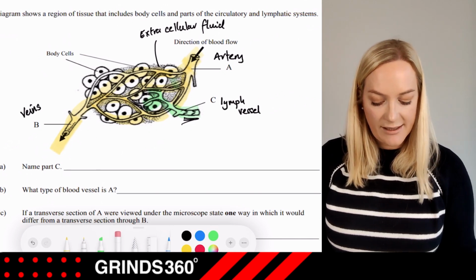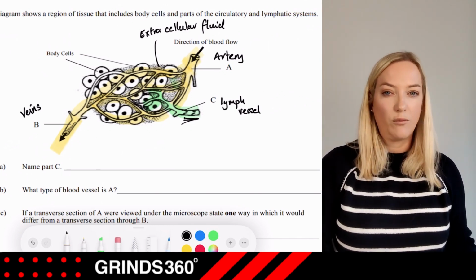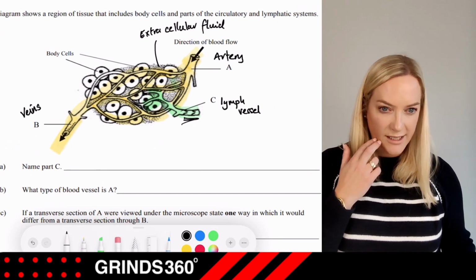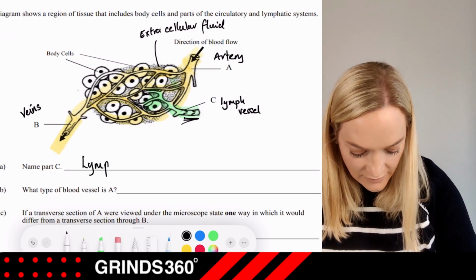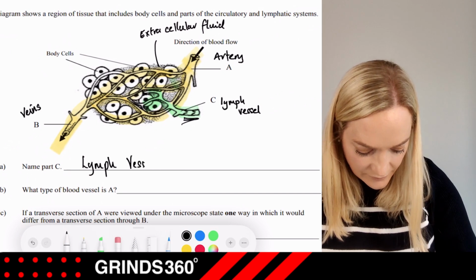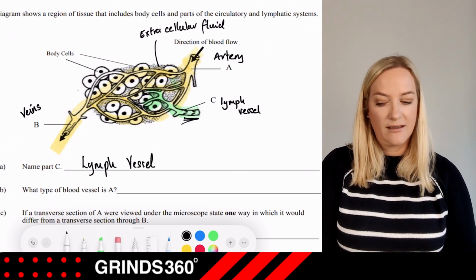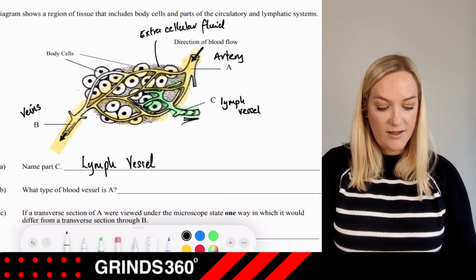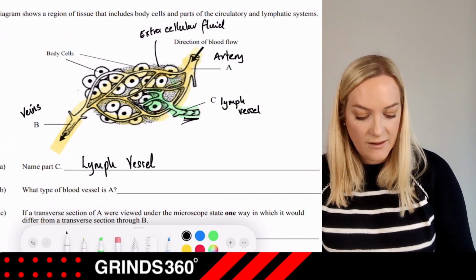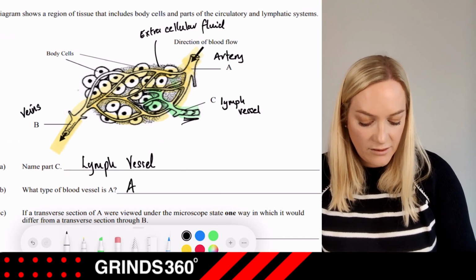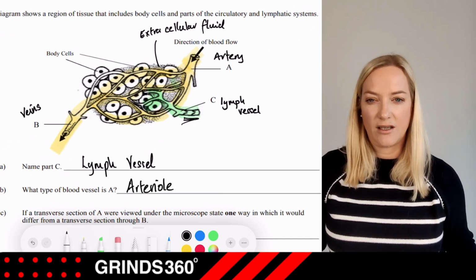So now let's answer the question. Name part C. Part C, which we worked out, is our lymph vessel. What type of blood vessel is A? A, branching off from your artery, would be your arteriole. They will accept artery there as well. This is your arteriole end.